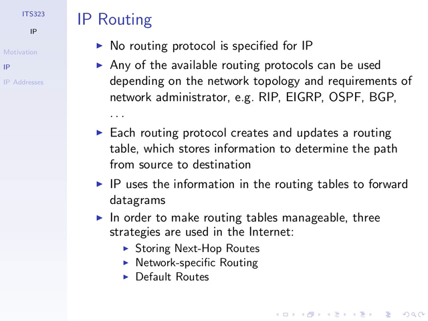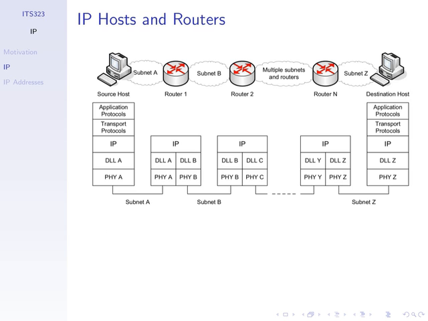Store paths to networks, not to individual hosts, and use default routes. 3 ways to simplify the routing table management. Tomorrow we'll continue with our example and continue with our explanation of IP and go through this diagram and move on with IP. Enough for today.